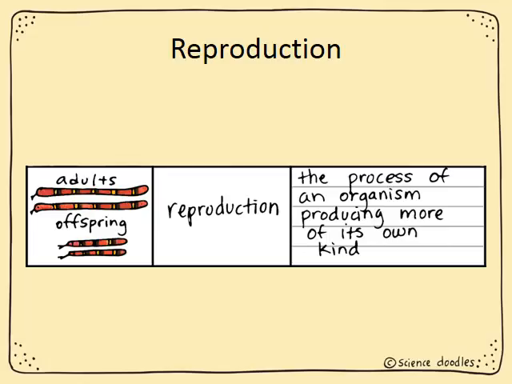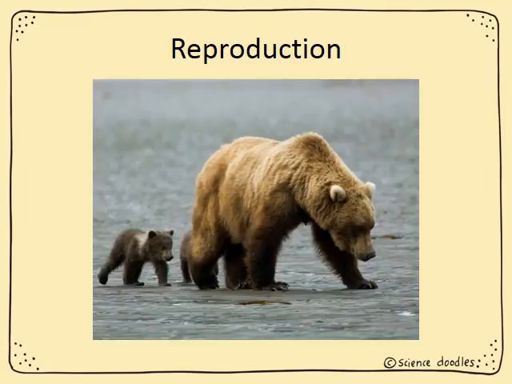All right, so now we're going to move on to reproduction, and it's the process of an organism producing more of its own kind. So here we have a picture on the left. It says adults and offspring. So basically you have full-grown snakes, and then at the bottom there are baby snakes. For example, here this is a mama bear, and she has 2 little cubs with her, and this is reproduction. So you have full-grown mom bear, and you have 2 little baby cubs.